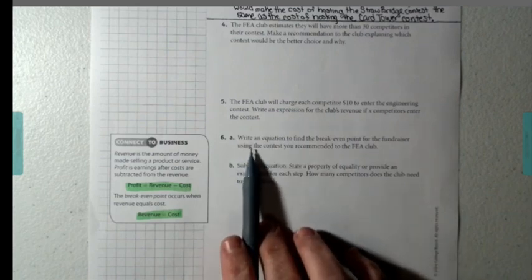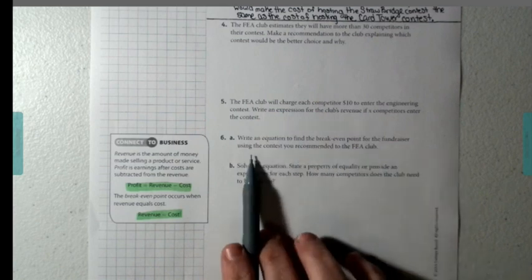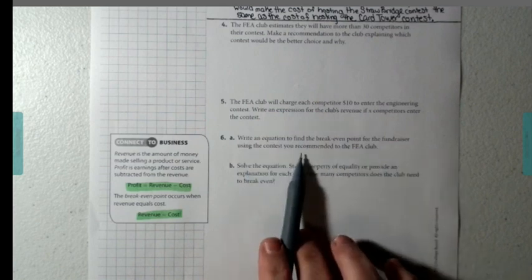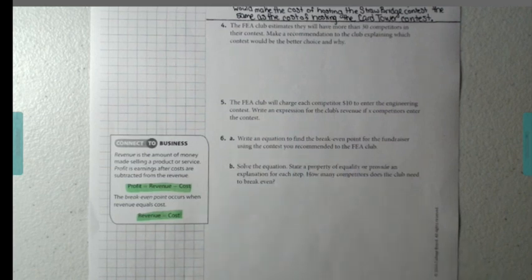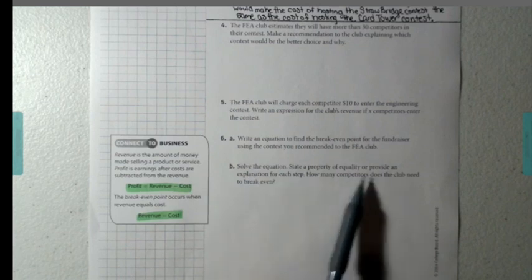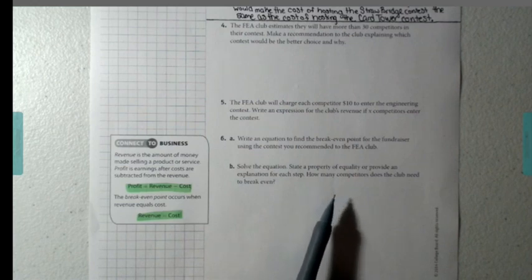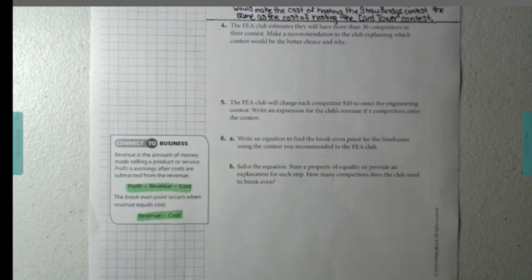6. Write an equation to find the break-even point for the fundraiser using the contest you recommended to the FEA club. Last, solve the equation, state the property of equality, or provide an explanation for each step. How many competitors does the club need to break even?